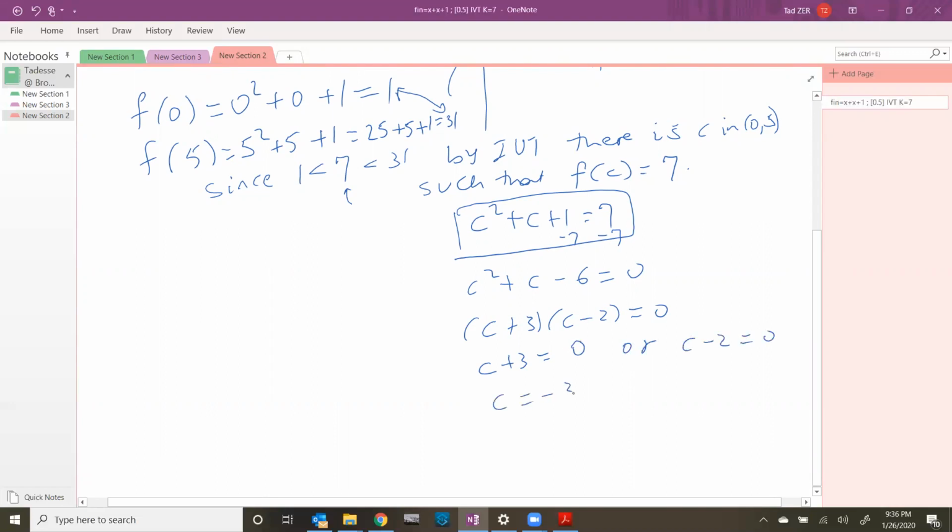So the value of C is negative 3, or the value of C is 2. Now, remember, I said C must be between 0 and 5. So which number is between 0 and 5? Definitely C equal to 2. So our conclusion will be, the value of C guaranteed by the intermediate value theorem will be C equal to 2.